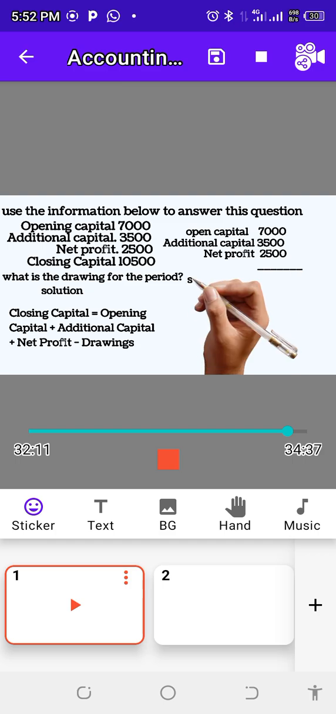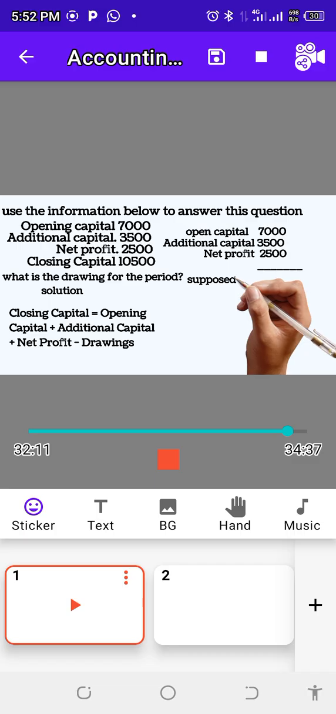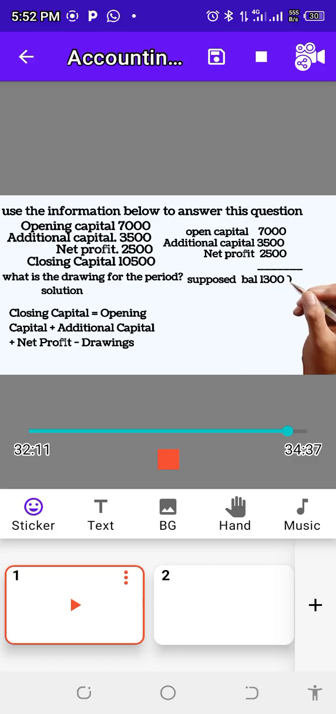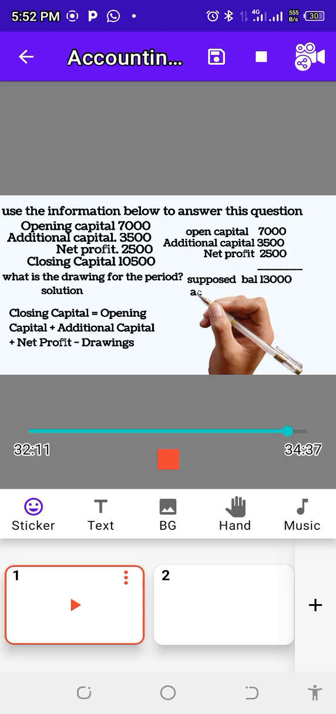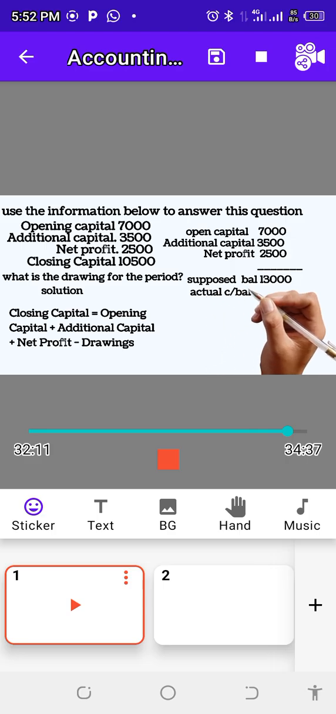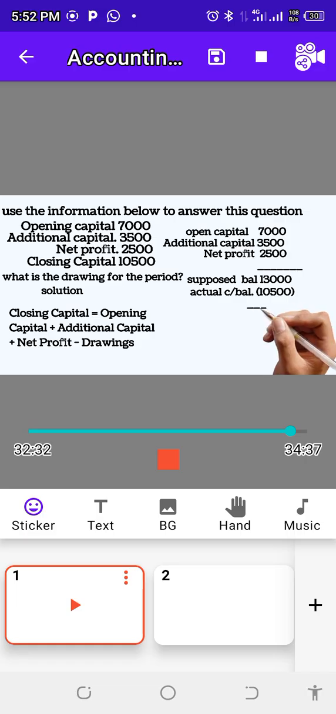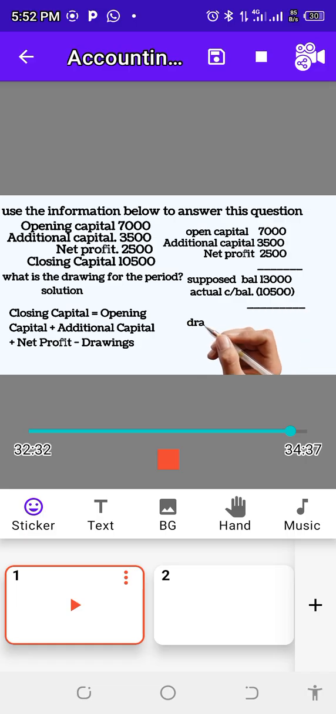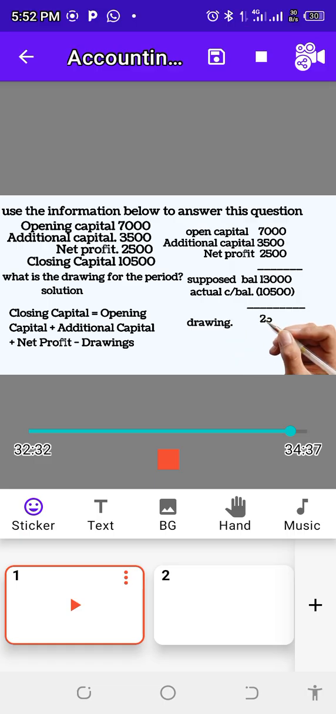Suppose the actual closing capital is 13,000. And the closing capital they gave us in the question is 10,500. If we take the difference, we can get the drawing. So 13,000 minus 10,500 will give us the value of the drawing. And the value of the drawing is 2,500. On this note, we come to the end of this section of the tutorial.